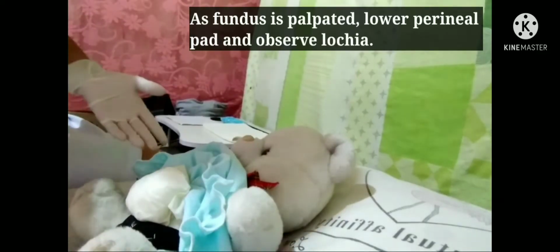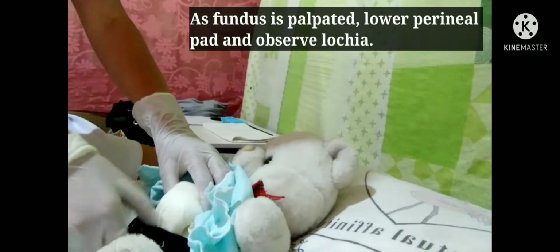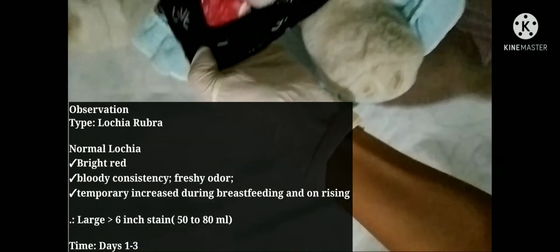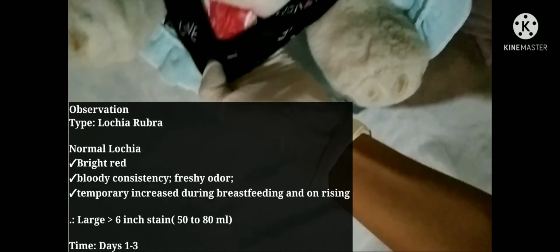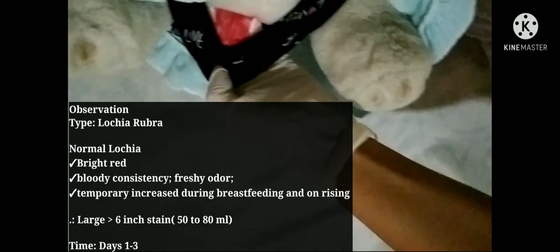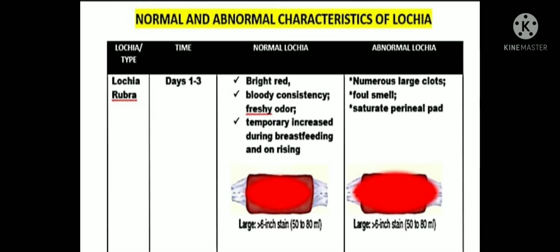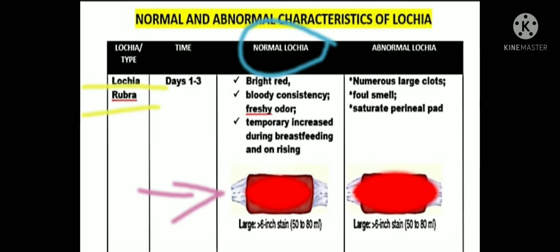While the fundus is palpated, of course we have to lower the perineal pad to check the lochia. So this type of lochia is a normal lochia rubra, since the discharge is bright red, bloody consistency, with a fleshy odor, and a temporary increase during breastfeeding and on rising. It is a large, greater than 6-inch stain, or 50 to 80 ml. This actually happens on days 1 to 3. So we determined that the type is Lochia rubra and it is normal.